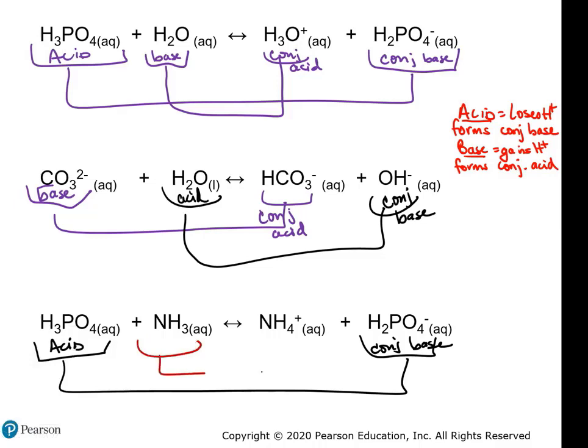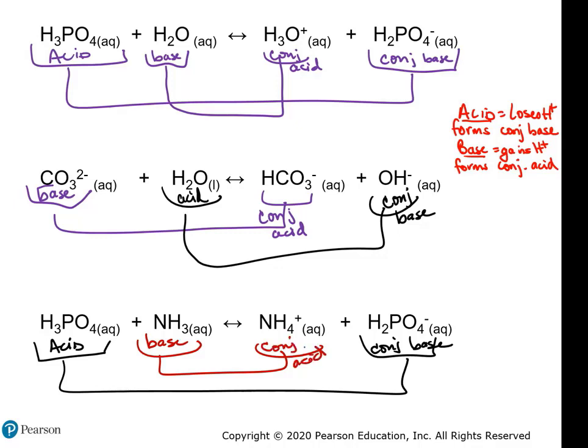Looking at NH3, it becomes NH4 plus. So it gains, so that makes it a base. Gaining a hydrogen makes it a base. Now its pair is the conjugate acid. So you really shouldn't miss any of these questions.